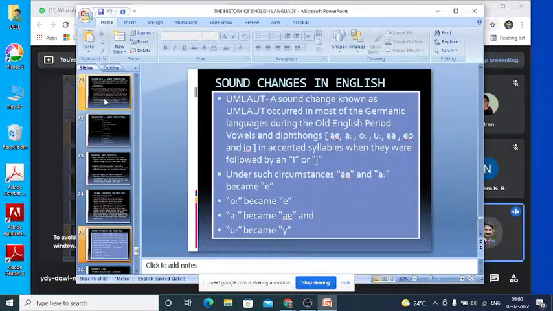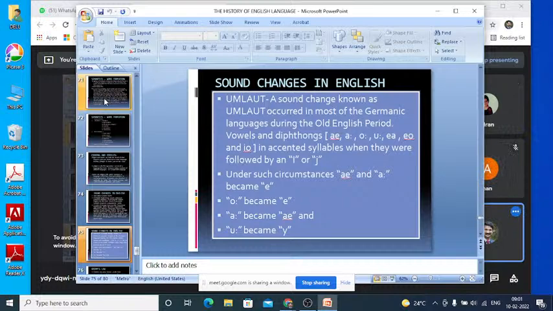Is it clear right now? I think maybe you have an idea of umlaut now. Just know that it refers to the quality change of a vowel. Different vowel quality, umlaut. Is it clear? Yes, sir.